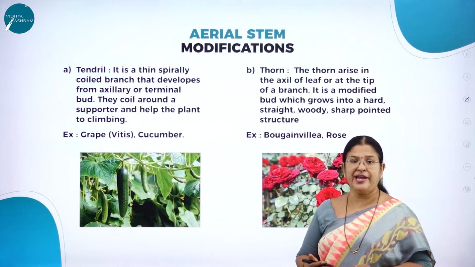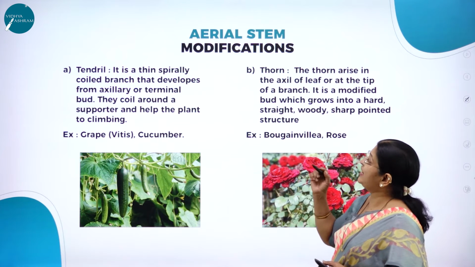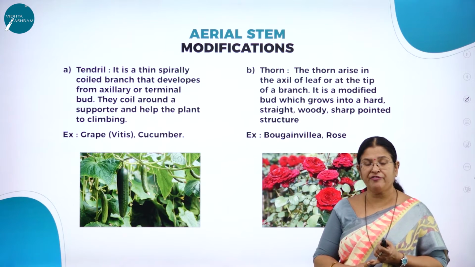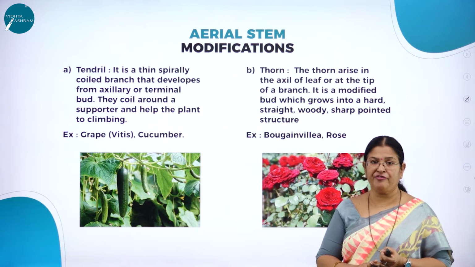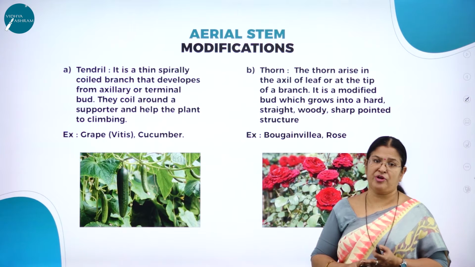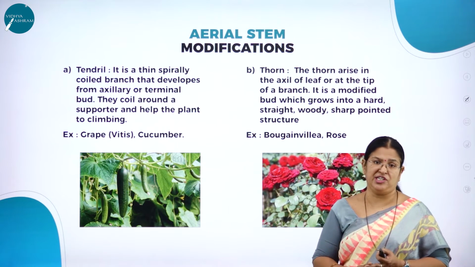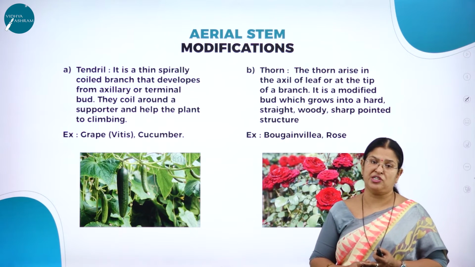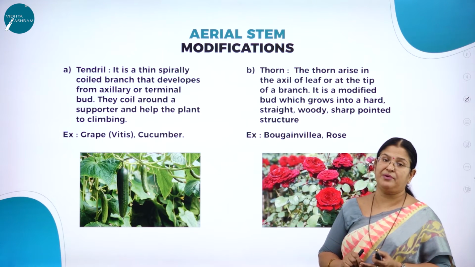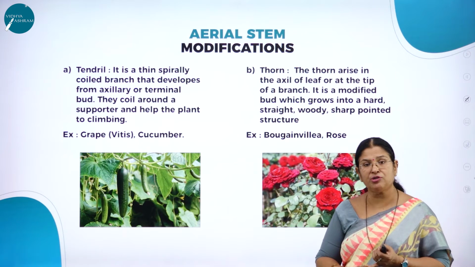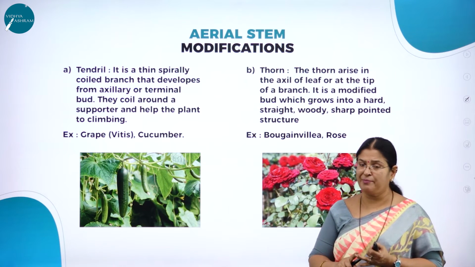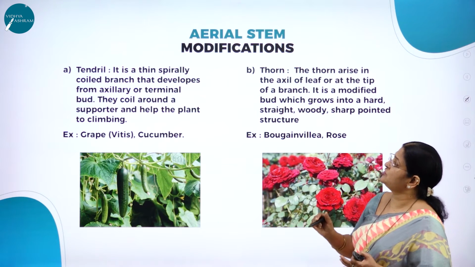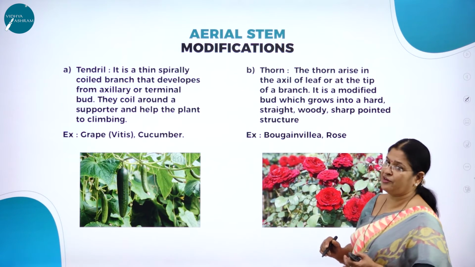Moving on to the next very important concept, that is aerial stem modification. Till now we studied underground stem modification and subaerial stem modification, and now aerial stem modification. We are talking about stem modification. Why does a stem undergo modification? To serve some special functions. What are the three types of stem modification? One is called underground stem modification, one is called subaerial stem modification, and we are moving on to the third type, that is called aerial stem modification.